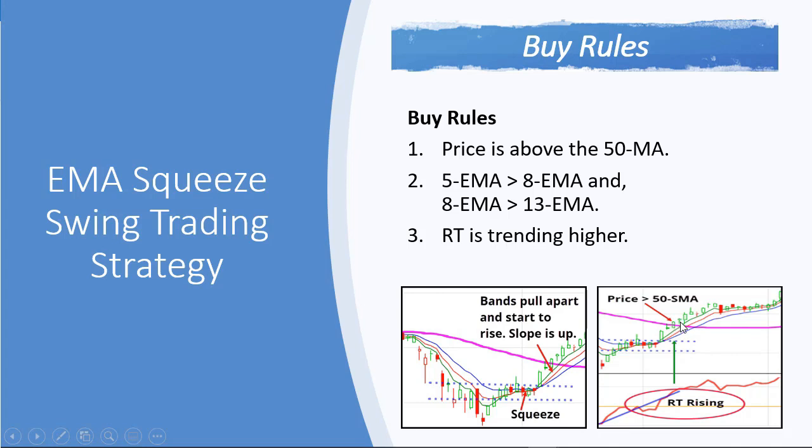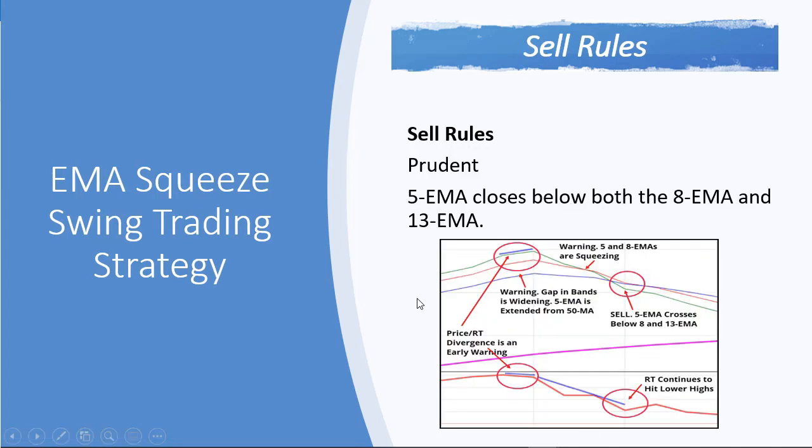We want to make sure that price rises, goes above either the close or the high of the candle that closed above the 50-day moving average. Really simple system. The sell rules are when the 5-day EMA closes below both the 8 and the 13. You could see that happen here. Now it's well off of the high.